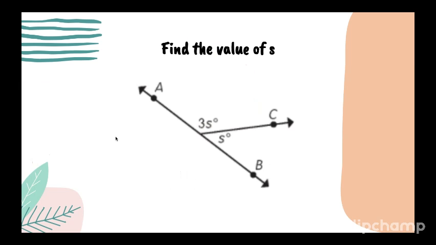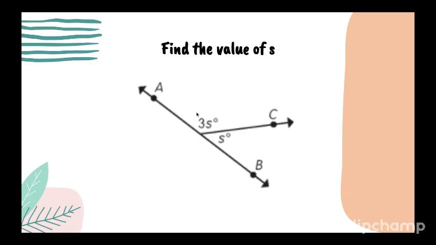So starting with this example here, when looking at this picture, we can see that line AB right here is a straight line. And as we have learned in previous lessons, we know that a straight line is 180 degrees. So that means that the sum of the two angle measures that are given here need to add up to 180 degrees.